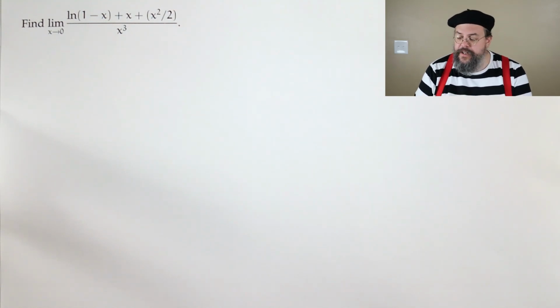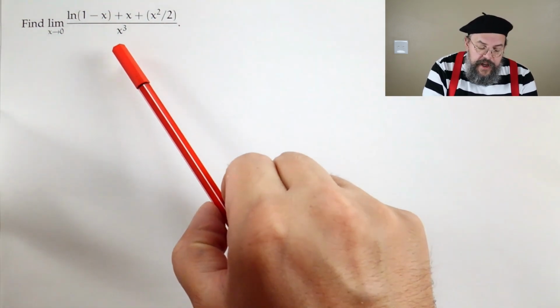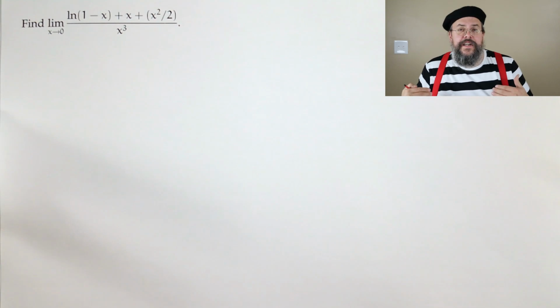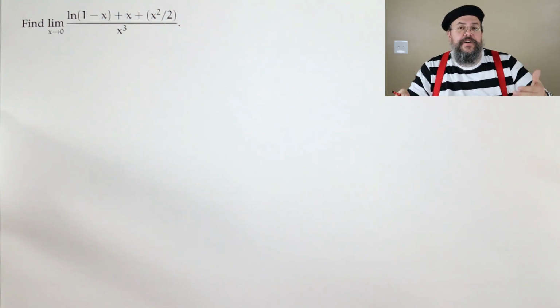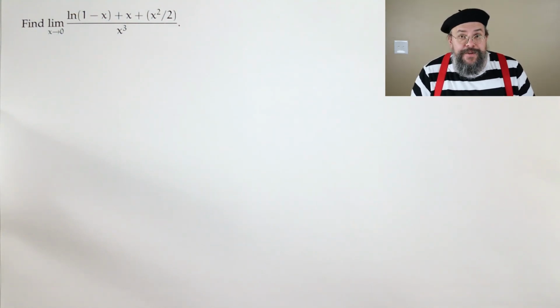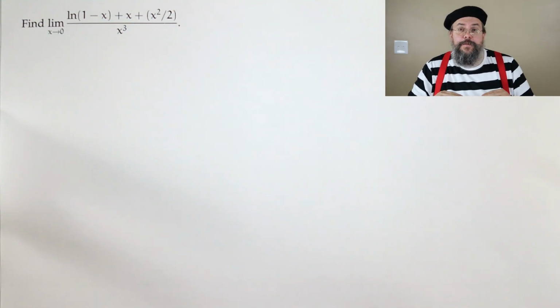Now, looking at this, we can see that potentially we may have to take up to 3 derivatives. Because when you see that x cubed downstairs, it says, aha, after 3 derivatives, that x cubed will get to a constant. So don't be surprised if we apply L'Hopital many times here. I'm not saying that we will apply it 3 times. I'm just saying we might. So, be patient.